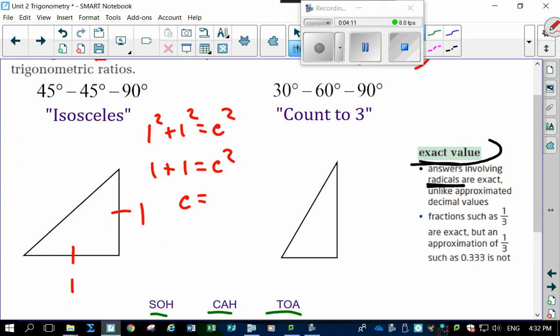C has to be equal to, or c squared equals 2. Square root, c has to equal root 2. There's your 45, 45, 90 triangle. 1, 1, root 2. Real easy to remember.